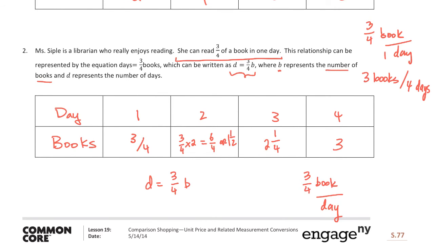The 3/4 is going to be a multiplier in this equation. That is actually the unit rate. So the unit rate, whatever it is, is a multiplier. Then we have the D, which represents days, and B, which represents books. What do we notice about where the books is? Books is in the numerator, on the top here. So 3/4 of a book per day. That stays with the 3/4 unit rate, so you get 3/4 times B.